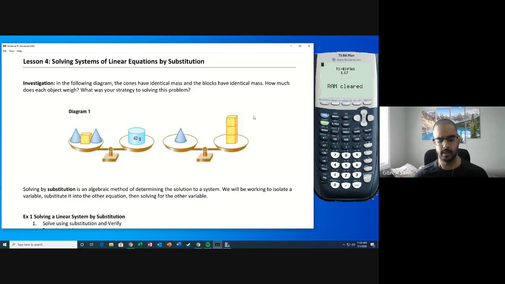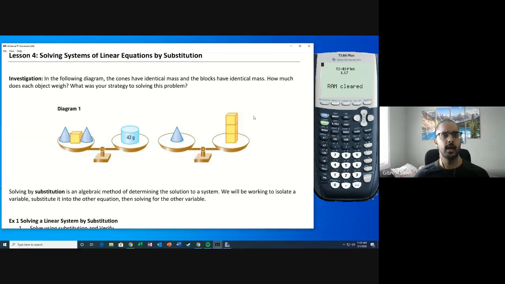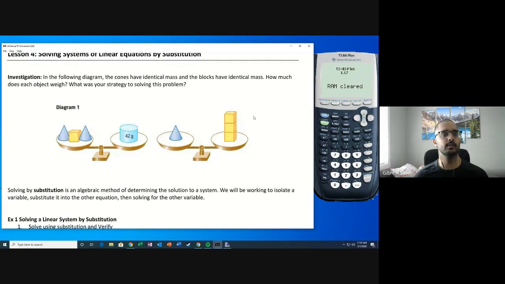Before we take a look at things with variables and numbers, let's take a look at this situation. It says in the following diagram, the cones have identical mass and the blocks have identical mass. How much does each object weigh? And find the strategy. So I essentially have two scales with different amounts of objects on the scales: cones, blocks, and one big cylinder that I can see on there. It has a mass of 42 grams.